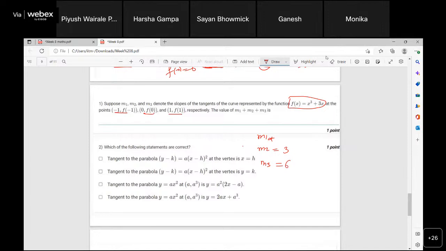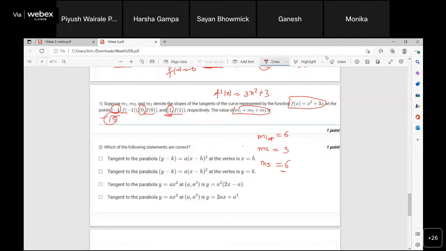M1 is also 6, sir. Yeah, m1 is also 6. So basically, we have to differentiate this function. We'll get 3x square plus 3 and just put in the values. When x equals -1, my m1 will be 6. When x equals 0, my m2 will be 3. And when x equals 1, my m3 will be 6, right? So we have asked for m1 plus m2 plus m3, which is 15.